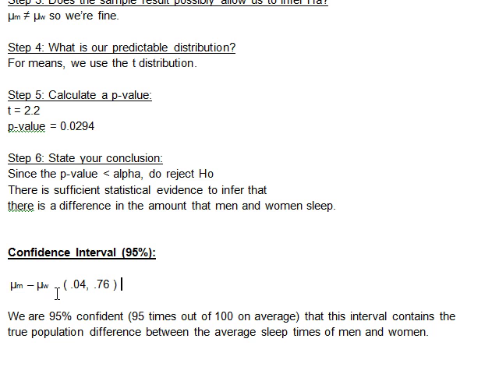So, we would say that they're not equal because 0 is not in this interval, so therefore they're not equal. So that concurs with the hypothesis test. All right, well that's a hypothesis test and a confidence interval for two population means. Hope that's helpful.